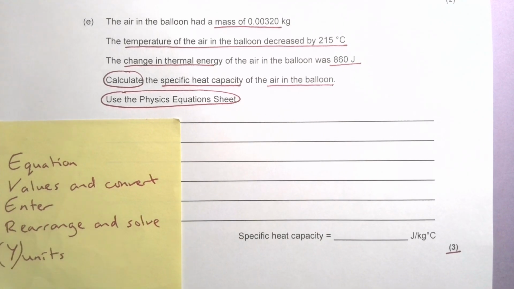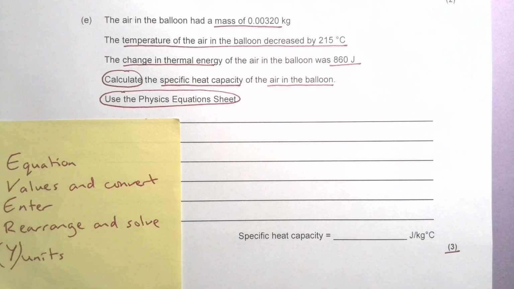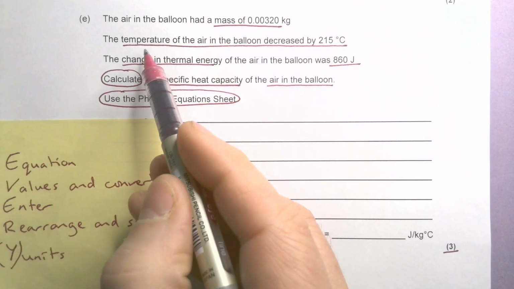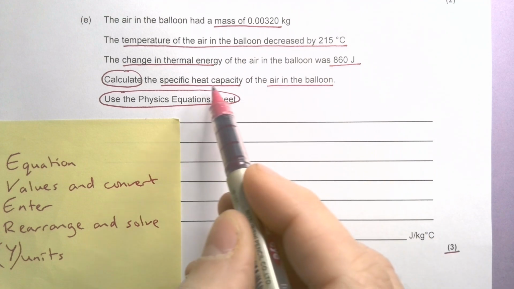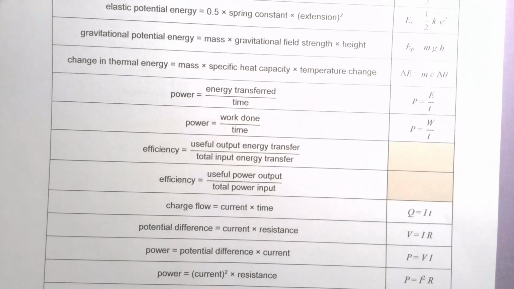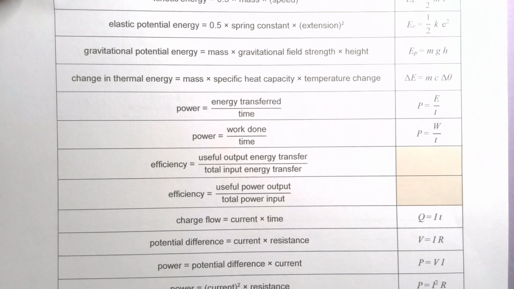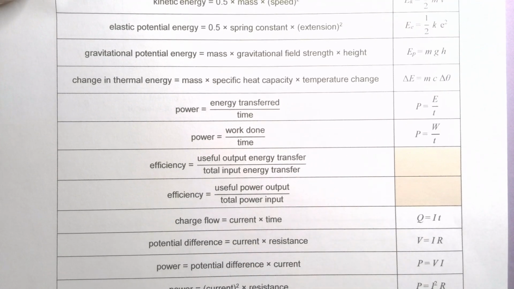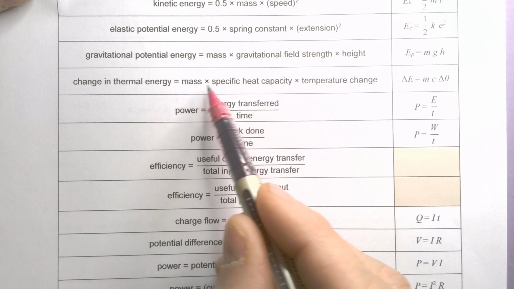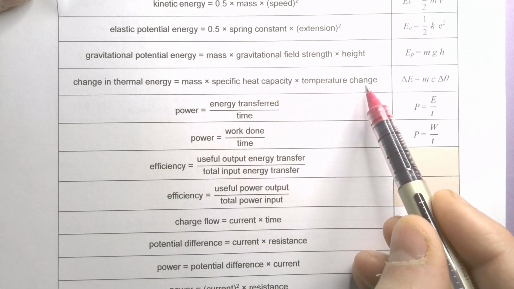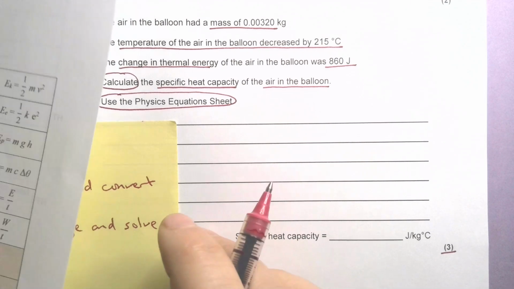So it tells me to use the physics equation sheet. I'm going to look for these words: temperature of the air, also temperature change, change in thermal energy, specific heat capacity. So I know I've got to find an equation that has specific heat capacity mentioned in it. I'm looking on the first page. There we go: specific heat capacity, change in thermal energy, mass, specific heat capacity, temperature change. Brilliant. So I've got that equation, so I'm just going to write that out.